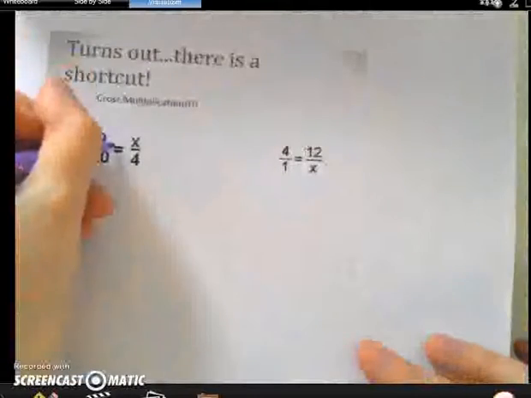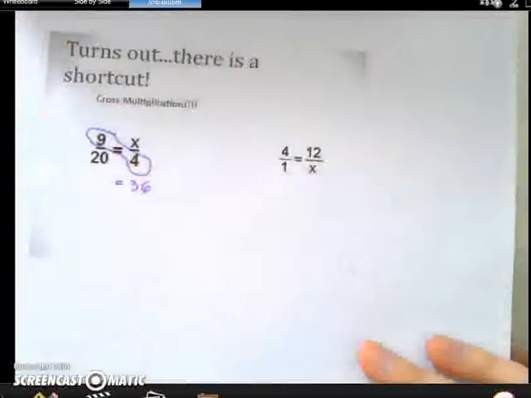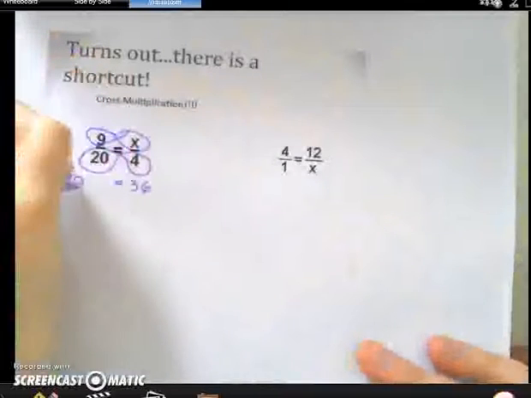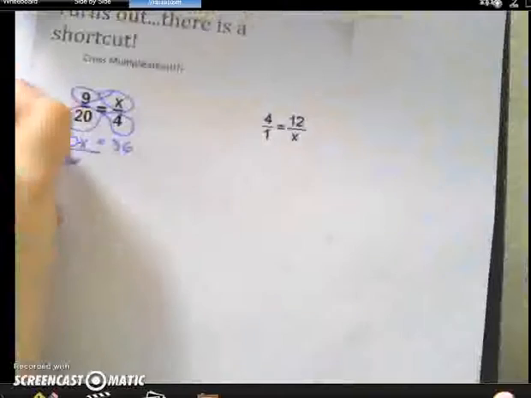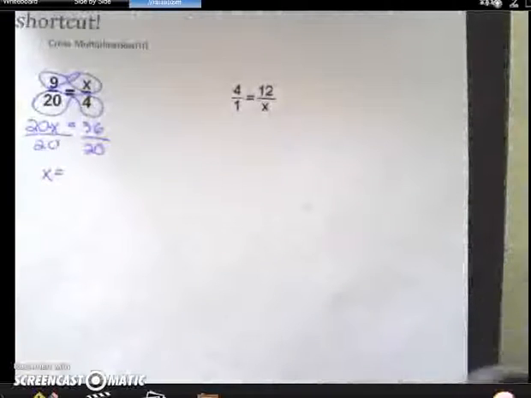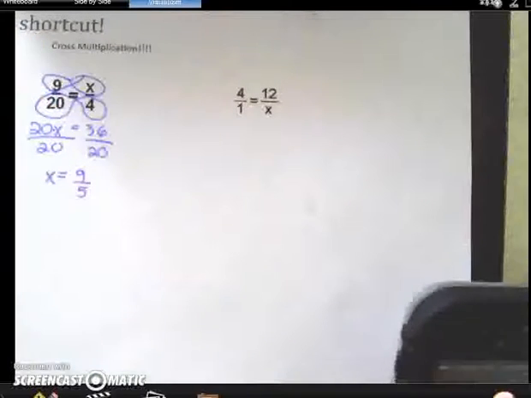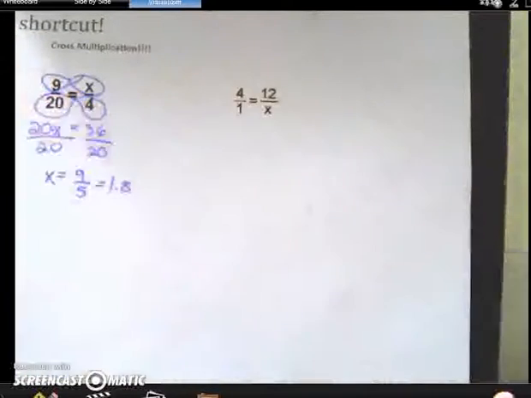Okay? What I'm going to do is I'm just going to multiply my diagonals. So 9 times 4 is 36. And I know whatever that is going to be equal to the other diagonal, which is 20x. Then that's this step right here. Then that's really easy to solve. How do I get x by itself? Divide by 20 on both sides. And that will give me, you could simplify that to 18 over 10 or 9 over 5, or you could just put it into your calculator. And that will give you 1.8. It's a much easier process than what we did back here.